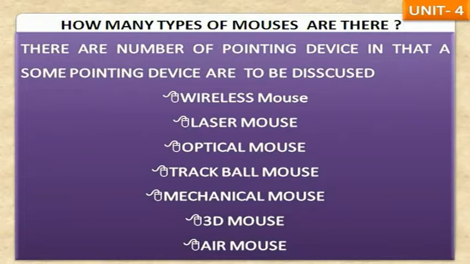Then the next question, how many types of mouse are there? There are a number of pointing devices, and some of them will be discussed. Those are 1 wireless mouse, 2 laser mouse, 3 optical mouse, 4 trackball mouse, 5 mechanical mouse, 6 3D mouse, 7 air mouse.